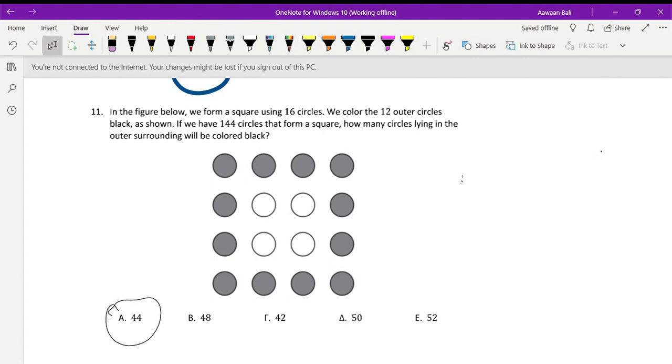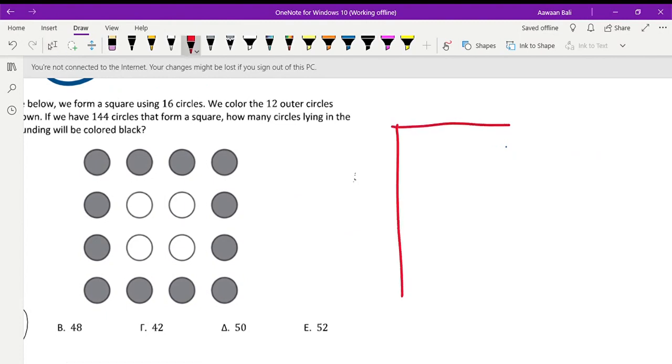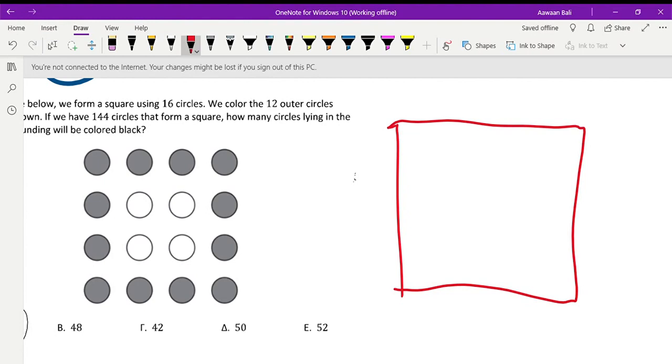In the figure below, we form a square using 16 circles. We color the 12 outer circles black as shown. If we have 144 circles that form a square, how many circles lying in the outer surrounding will be colored black? So basically, let's make a square, and we won't draw the circles because that would be a nasty long process. So here there would be 12 circles, 12 shaded circles. However, there's this one problem.